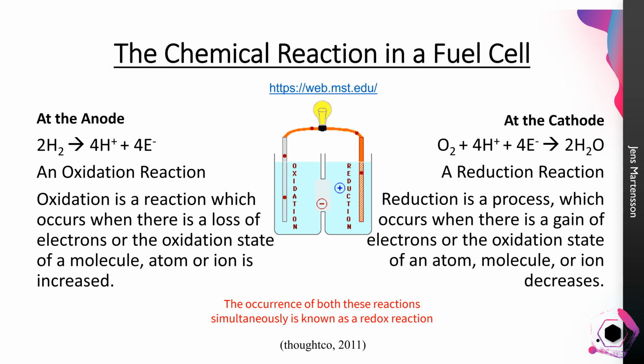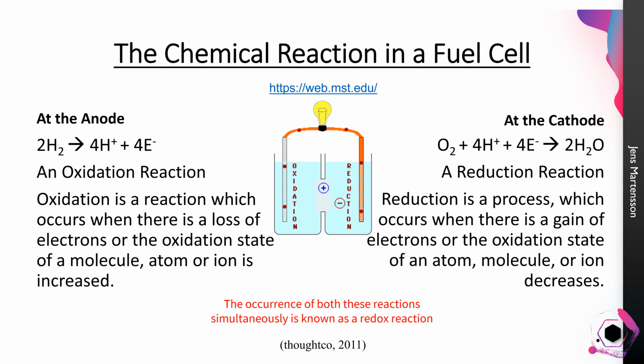An oxidation reaction is one where there's a loss of electrons, or the oxidation state of a molecule, atom, or ion is increased. A reduction reaction, the opposite of oxidation, is a process where there's a gain of electrons, or the oxidation state of an atom, molecule, or ion decreases. The simultaneous occurrence of both these reactions is known as a redox reaction.